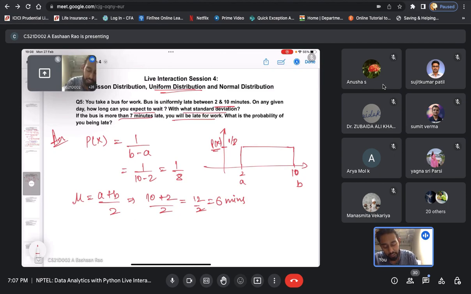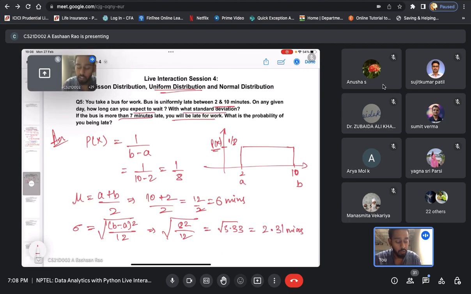Now the standard deviation formula is the square root of (b minus a) whole squared divided by 12. So if you put these values, 10 minus 2 is 8, so 8 squared by 12. If you solve this, it comes down to 5.33, whose square root is 2.31 minutes. That's the standard deviation value. You just have to apply the values in this. So till now, here we go.